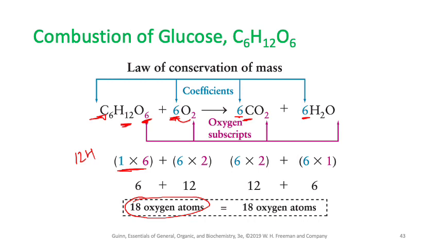You have 6 carbon. Okay, balance. How many oxygen? You have 6 times 2, 12 oxygen, and then 6 by 1, 6 oxygen. Total is 18 oxygen. Same.